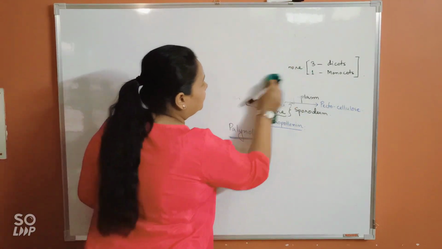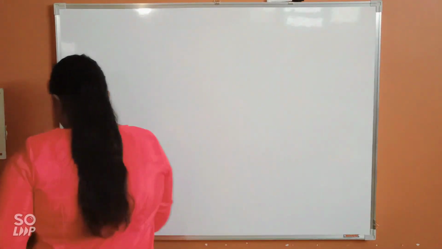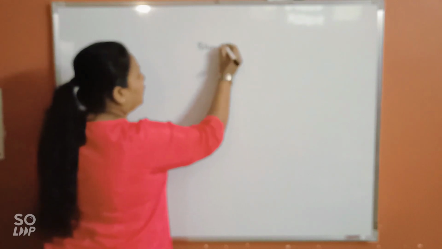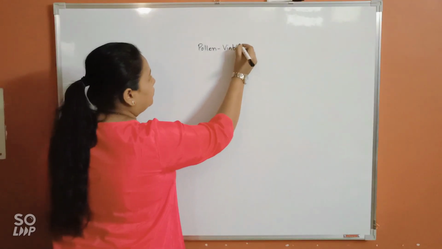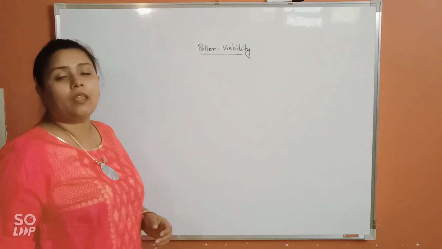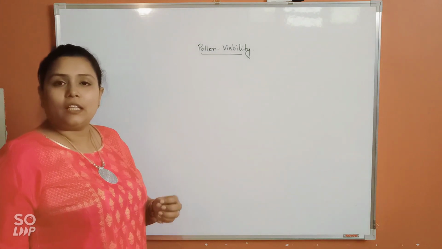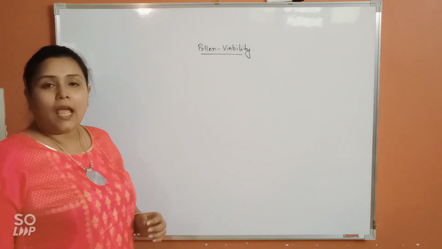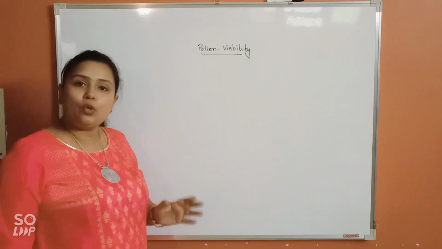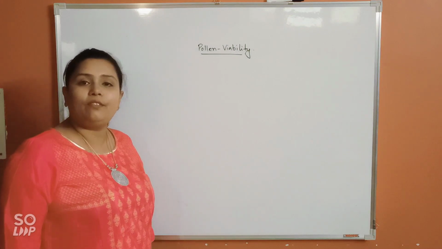Next, let us discuss pollen viability. Now, what is pollen viability? The ability of a pollen to germinate after release from the anther and to cause fertilization is called pollen viability. Mostly, the ability of the pollen to germinate is termed pollen viability.